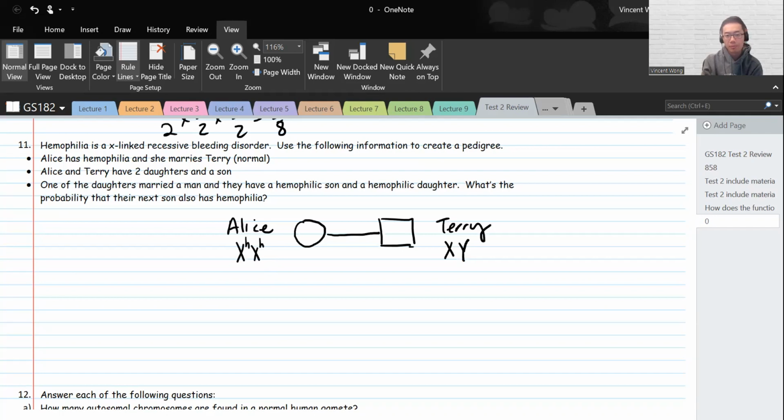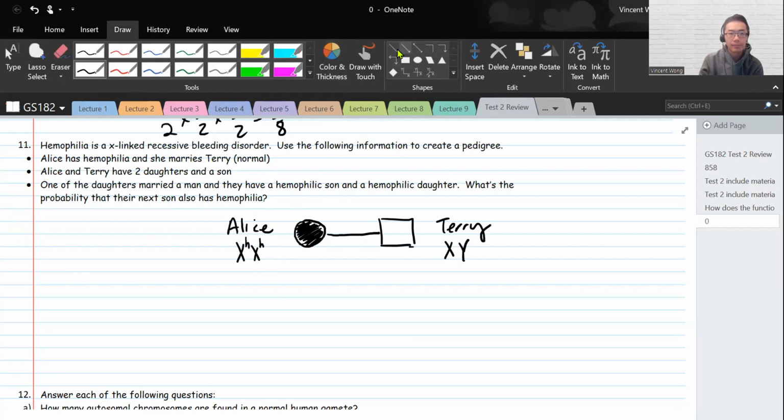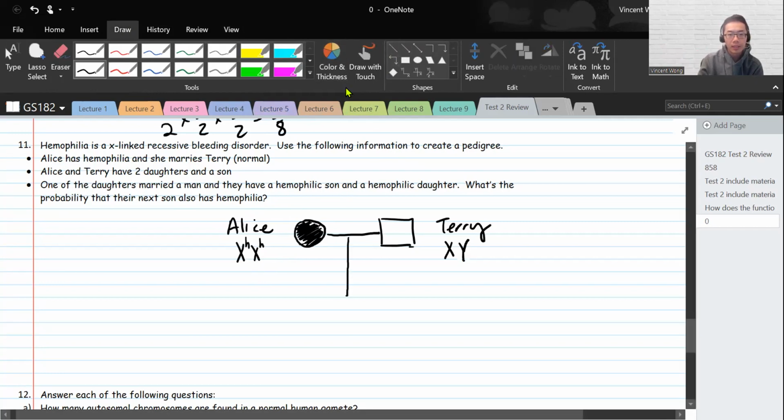If it confuses you because I'm using a different letter, you can stick with XC XC. It doesn't matter. You just use the first letter of the disease as the subscript. So she has hemophilia, which means we're gonna shade her in, like that. Okay, so what's going on? They have 2 daughters and a son. So we're gonna have to create 3 separate shapes here.